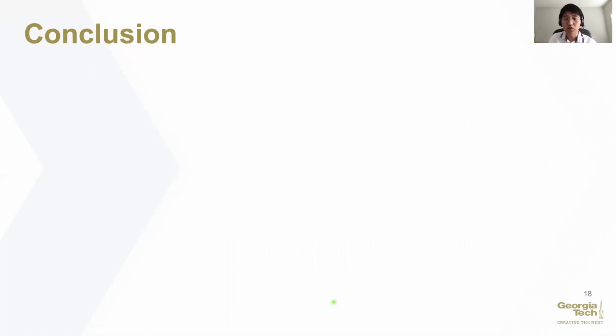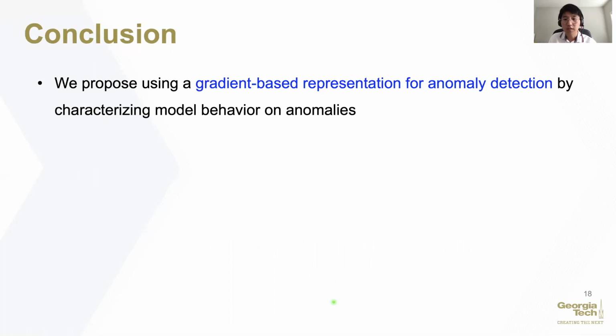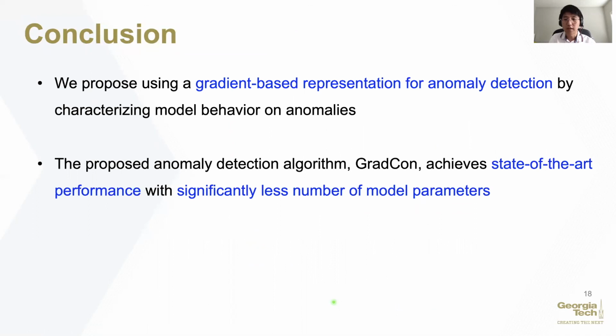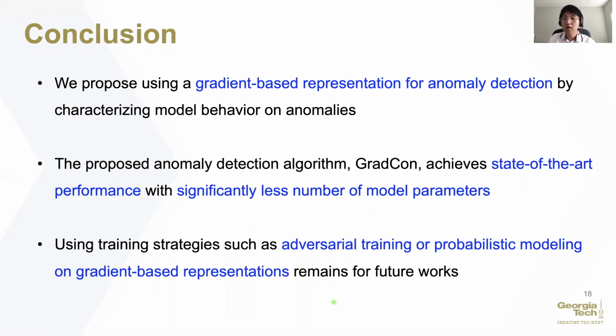In conclusion, we propose using a gradient-based representation for anomaly detection by characterizing model behavior on anomalies. The proposed anomaly detection algorithm GradCon achieves state-of-the-art performance with significantly fewer model parameters. Finally, using training strategies such as adversarial training or probabilistic modeling on gradient-based representations remain for future work.